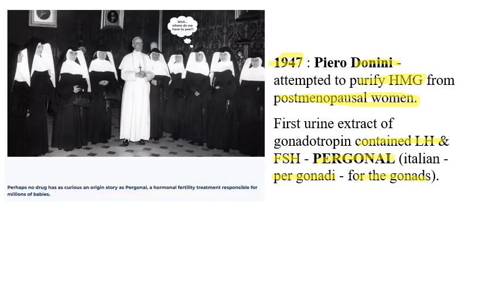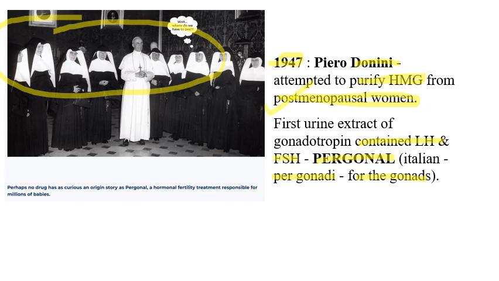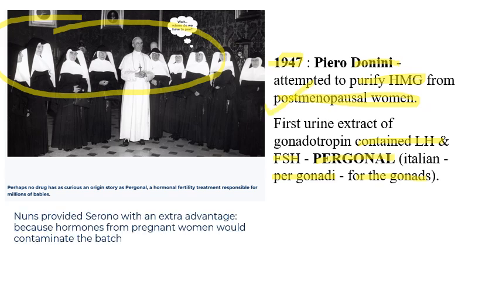In this picture in front of you, you can see that many nuns are standing. So mainly the urine comes from the nuns. Why are nuns used to produce human menopausal gonadotropin? Because there is an extra advantage: as the risk of pregnancy is nil, the sample will not be contaminated with HCG. That's why the sample from nun urine is more advantageous.